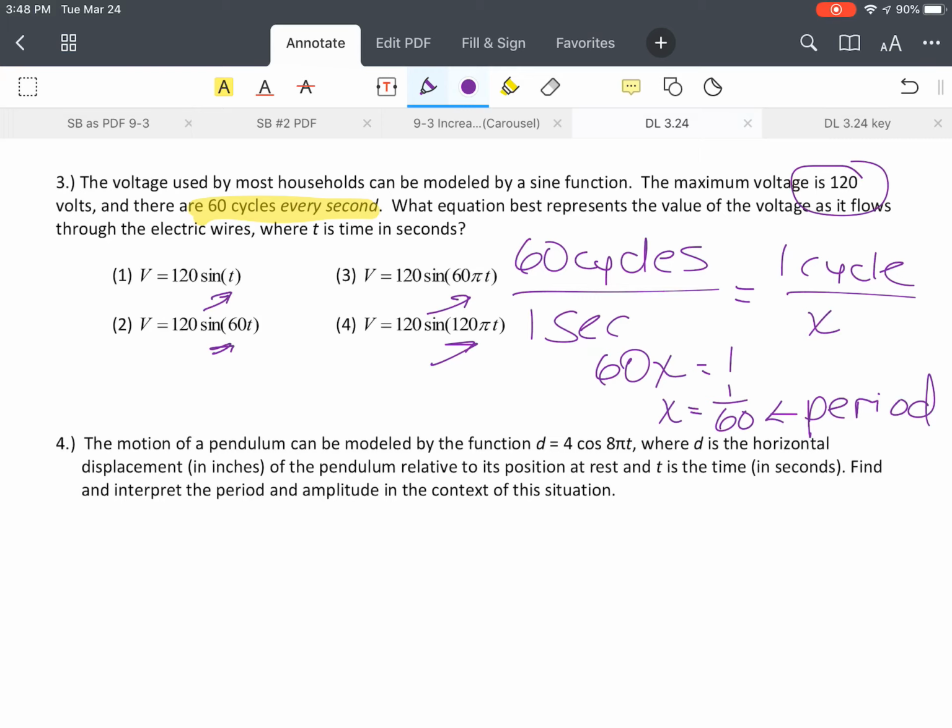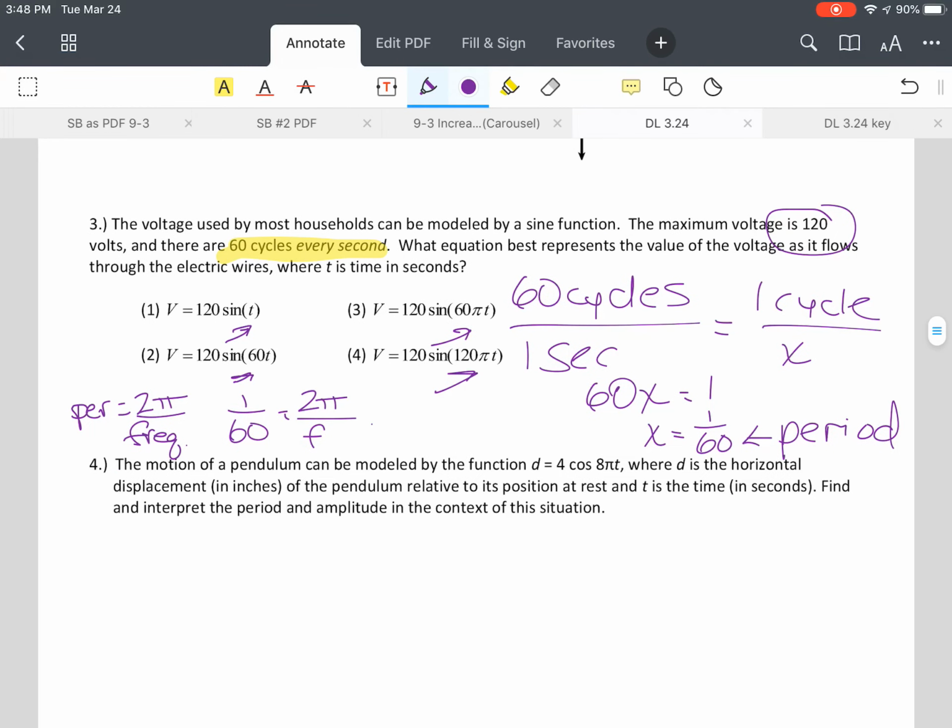Now I need to figure out the frequency. So I know the period, and we know the formula for period is 2 pi over the frequency. I know the period is 1/60. Well, that equals 2 pi over f for frequency. Let's cross multiply. 120 pi equals f. That equals the frequency. So that means it is choice 4.